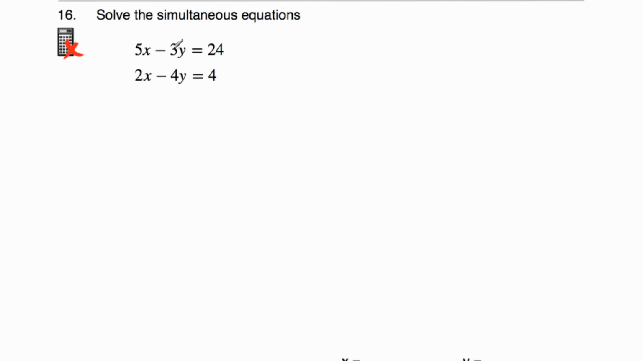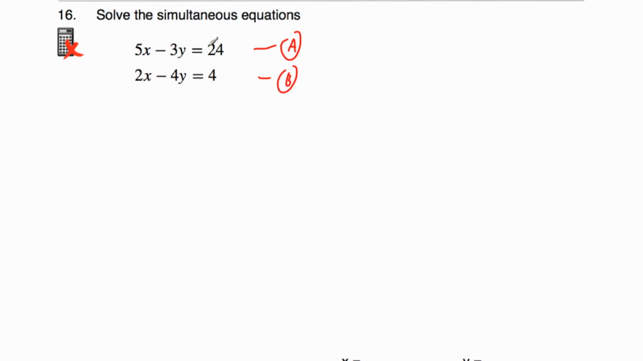So this time we've got: solve the simultaneous equations 5x minus 3y equals 24 and 2x minus 4y is equal to 4. So I'm going to cancel out the y's here. I could cancel out the x's, but I'm going to cancel out the y's. So I'm going to multiply A by 4 and I'm going to multiply B by 3.